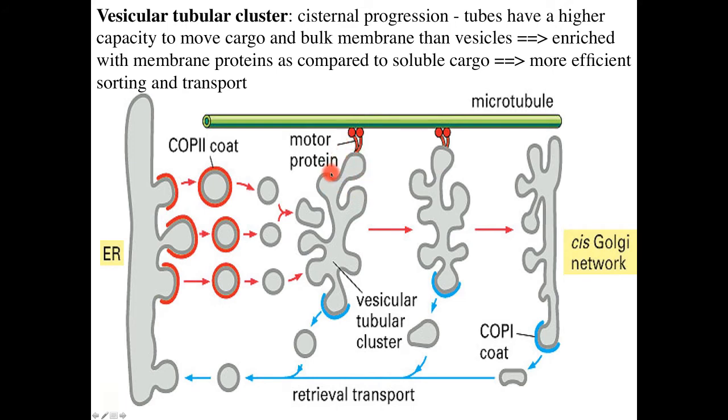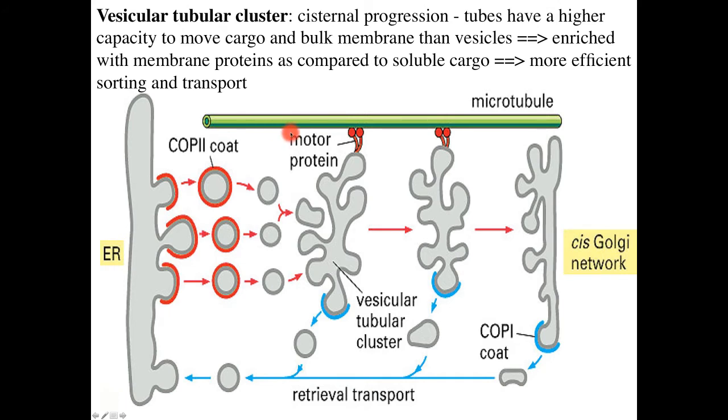It has been suggested that conglomeration of membrane tubes has a higher capacity to move cargo than just simple membrane vesicles. So the thought being that this vesicular tubular cluster may be a more efficient way to move a large amount of cargo. The membranes may be enriched with membrane proteins in relation to soluble cargo, so possibly a more efficient way for moving material.